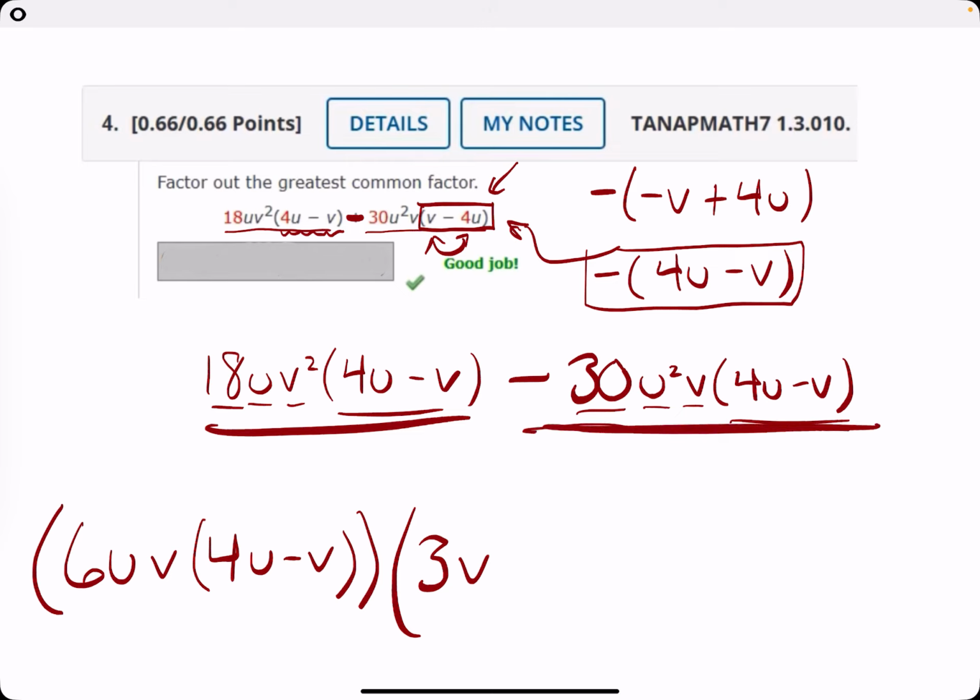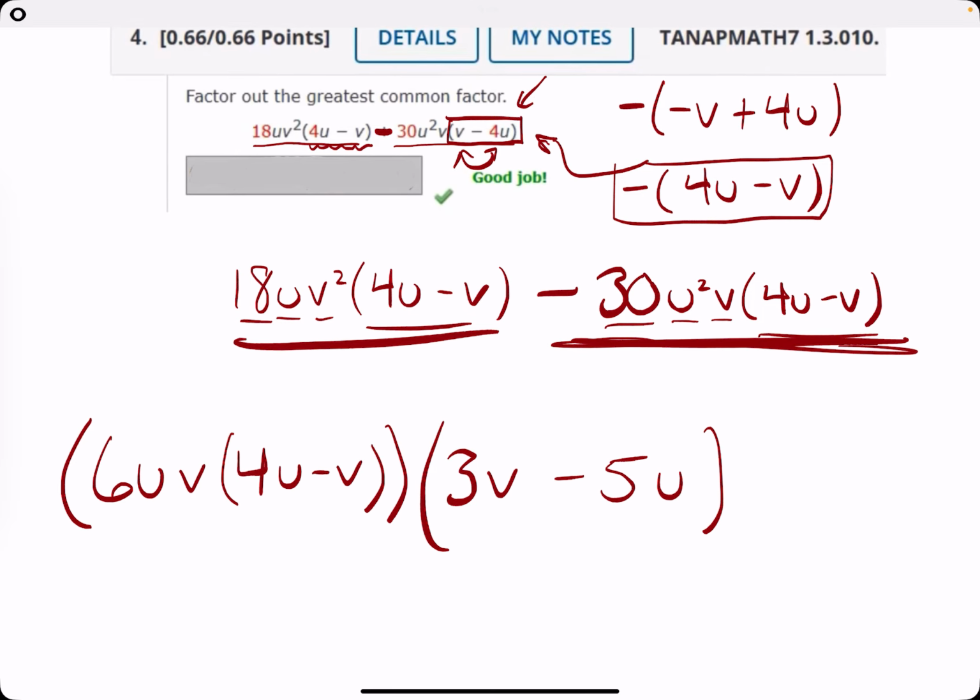Now second term. 30 over 6 is 5. U squared over U is U. V over V is 1. 4U minus V over 4U minus V is 1. So this is pretty much it.